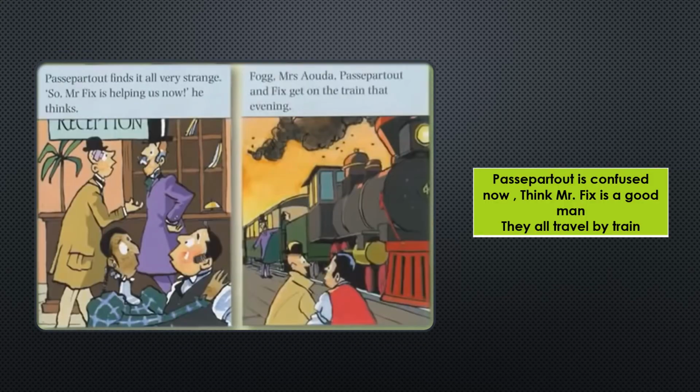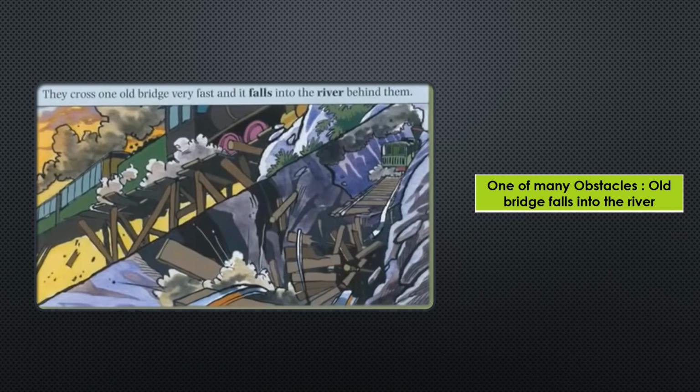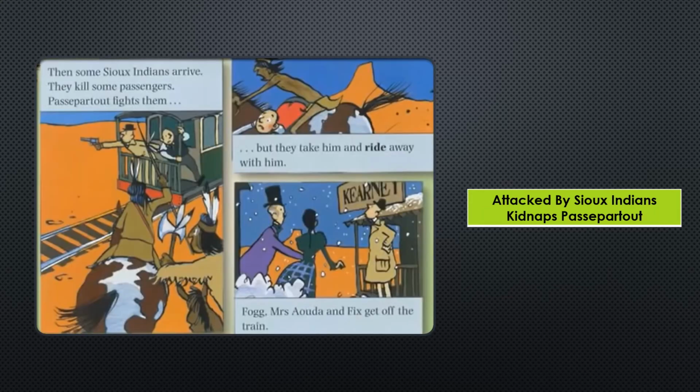Passepartout is now a little confused and does not understand why Mr. Fix is helping them. Mr. Fogg, Mrs. Auda, Passepartout and Fix get on the train that evening. While they are on the train, they face one of many obstacles, in which a very old bridge falls down in the river behind. Later on, they are also attacked by Indians, who also kill some passengers.